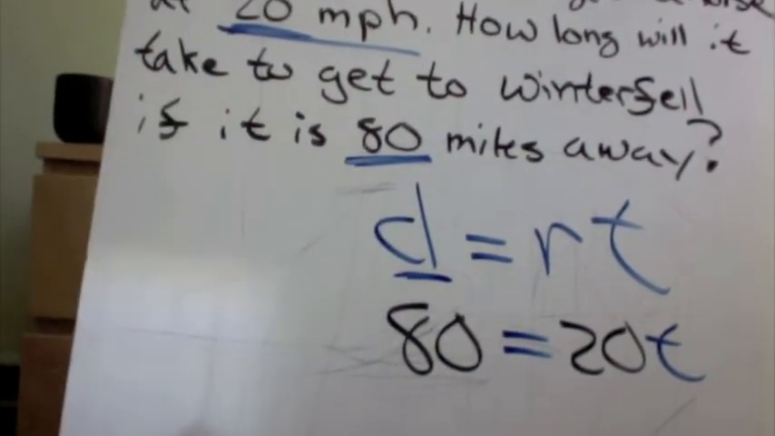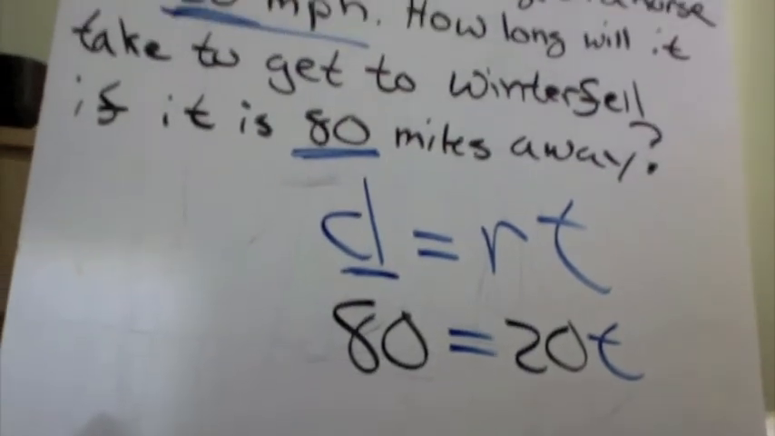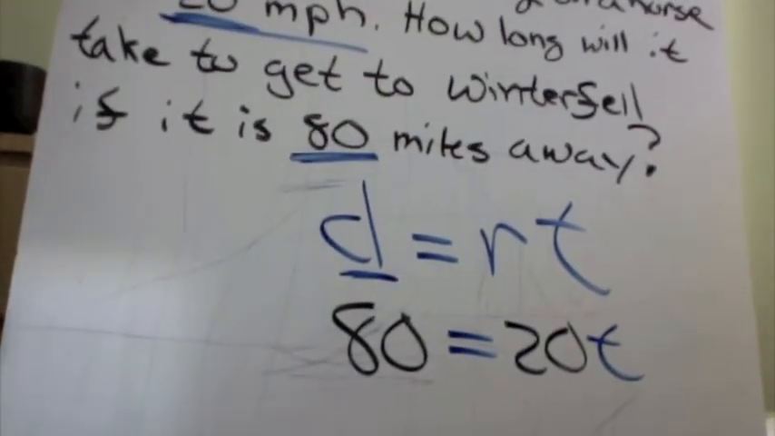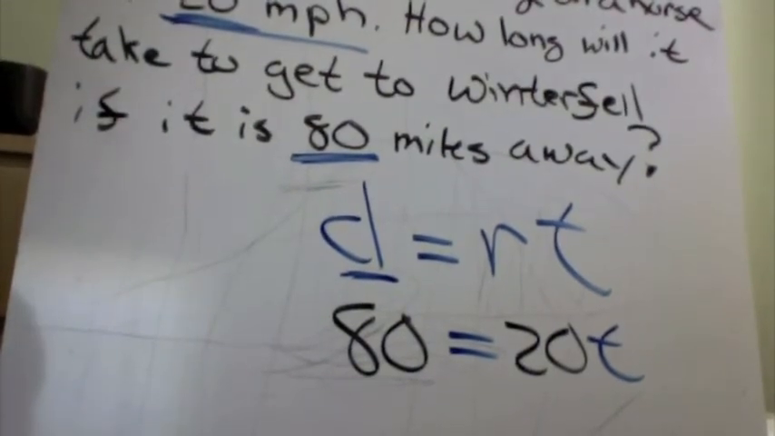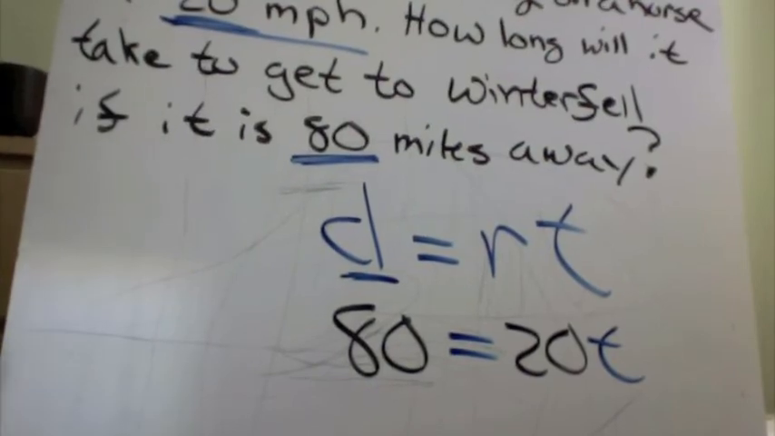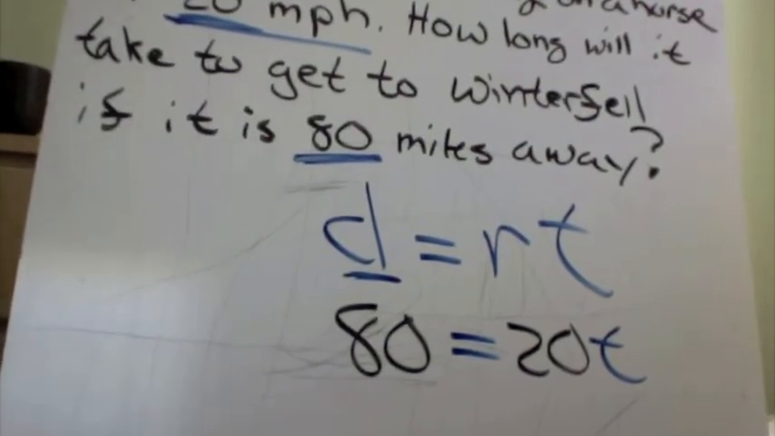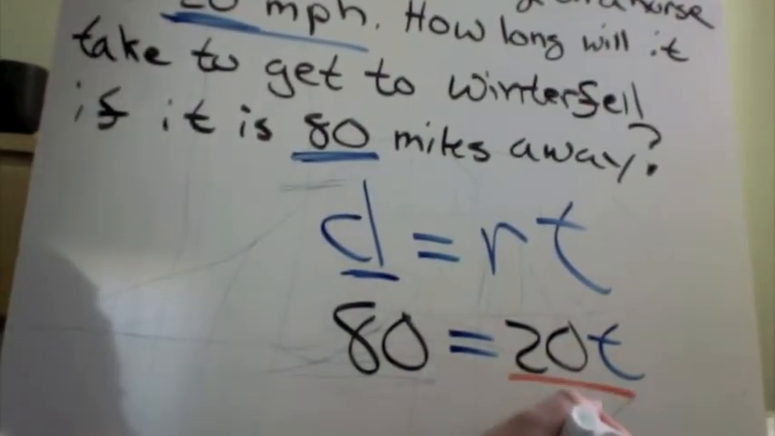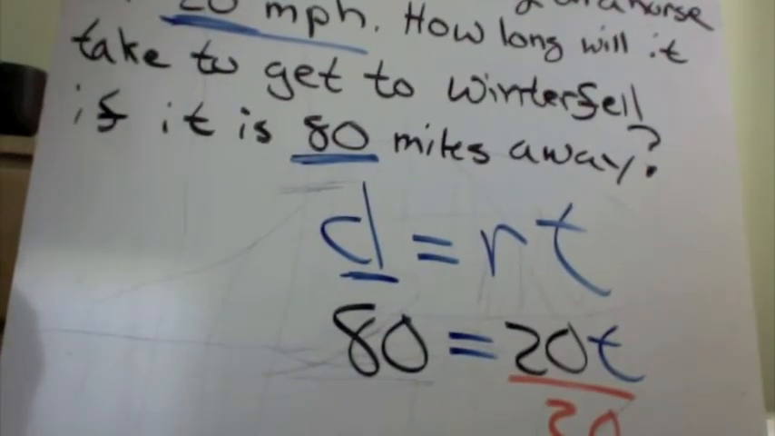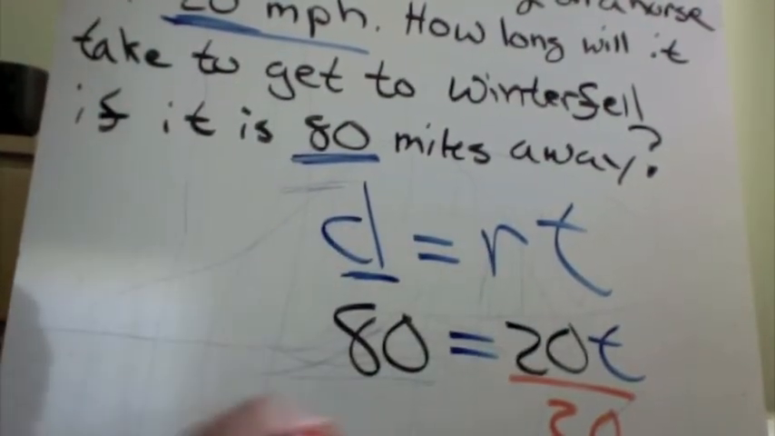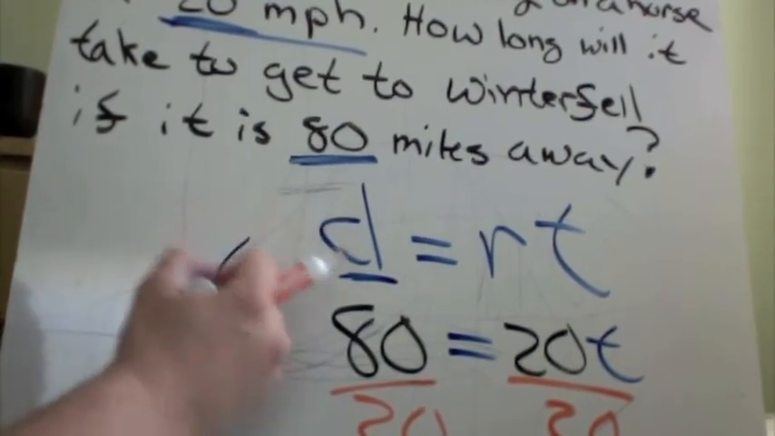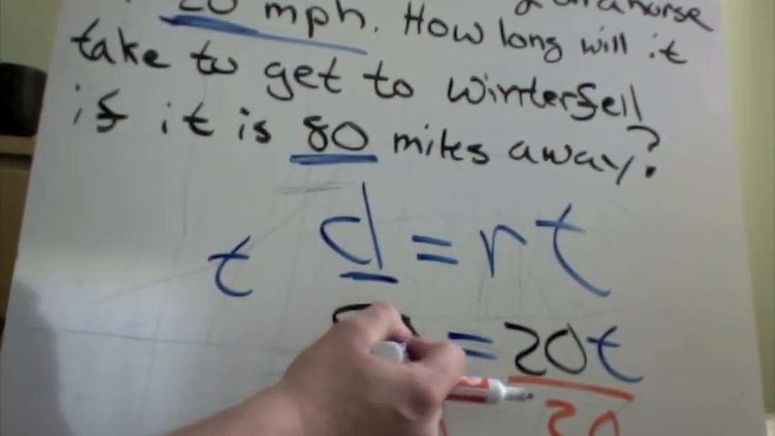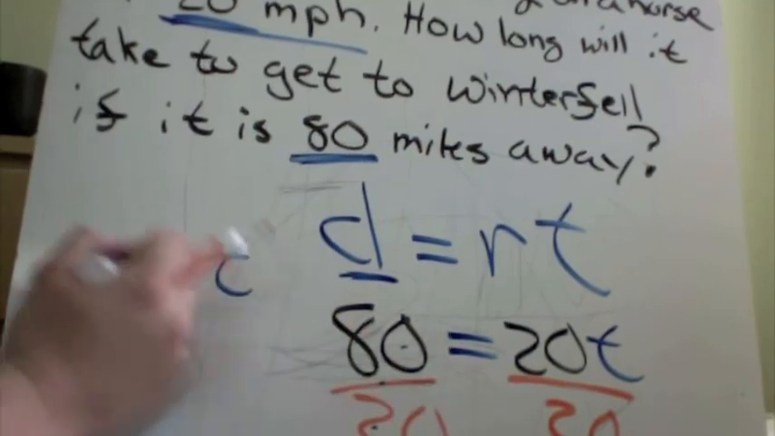So now I've got my formula. I plugged in what I know, and now I'm going to solve for what's there. Time is what I'm looking for. I need time to be all by itself. Since I'm multiplying time by 20, I'm going to do the opposite, which is divide by 20. I have to maintain the balance, so whatever I do to one side, I have to do to the other. And time, in this case, 80 divided by 20 is a 4.